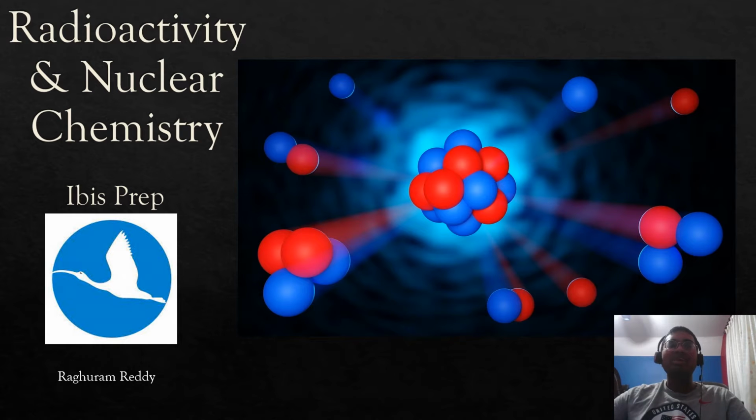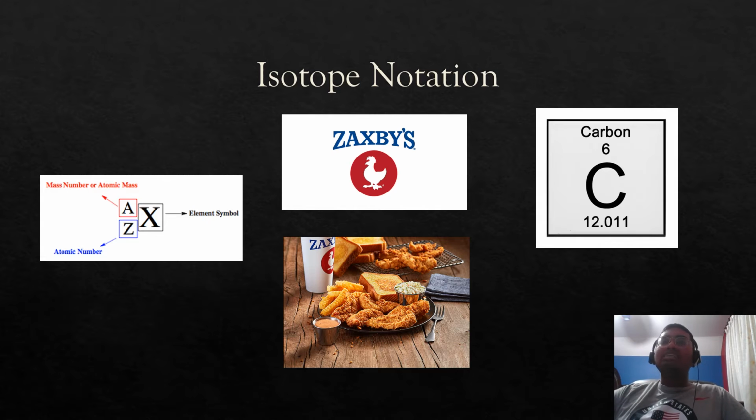Today we will be learning about radioactivity and nuclear chemistry. So what is isotope notation, right? Isotope notation is in this form, ZAX.